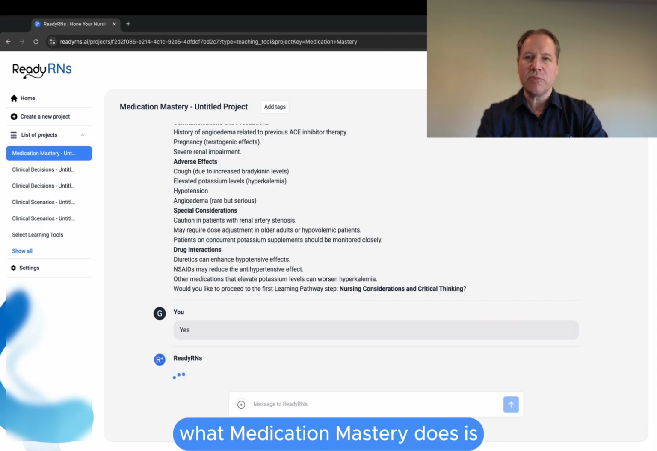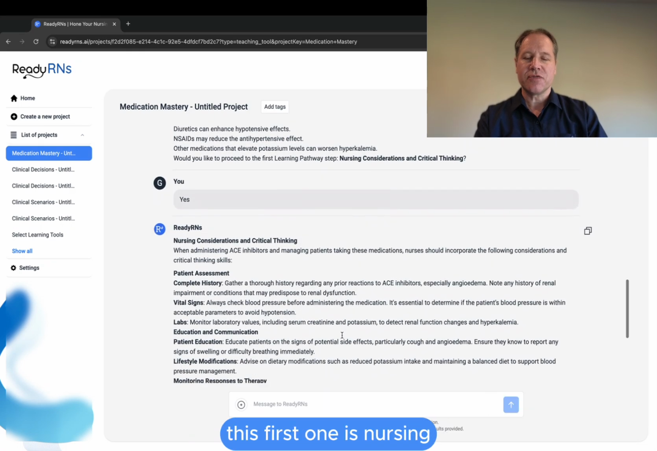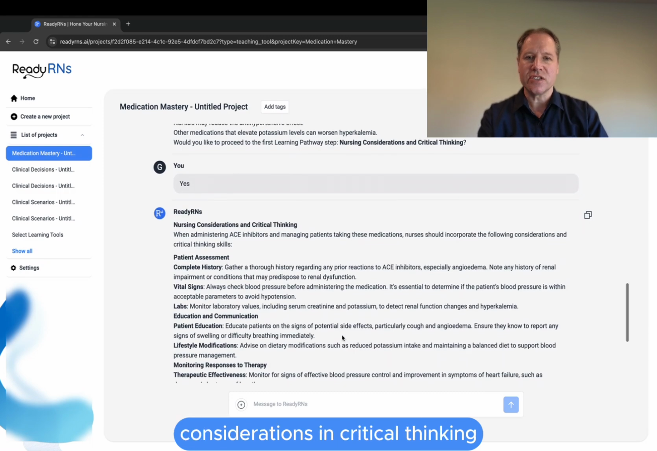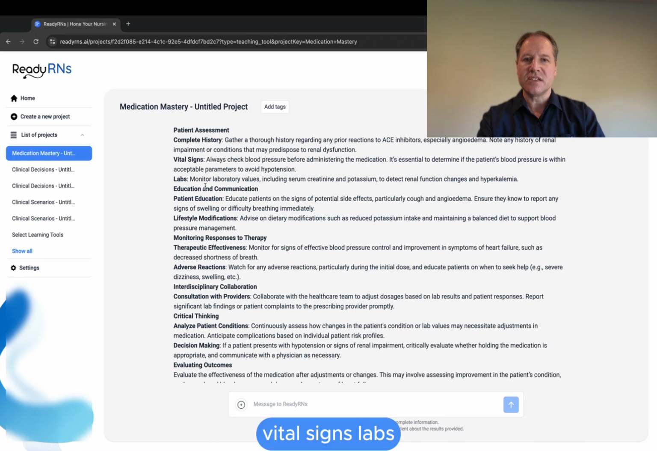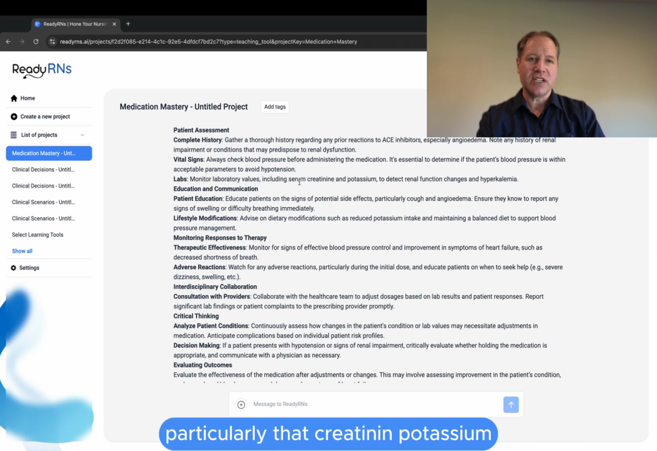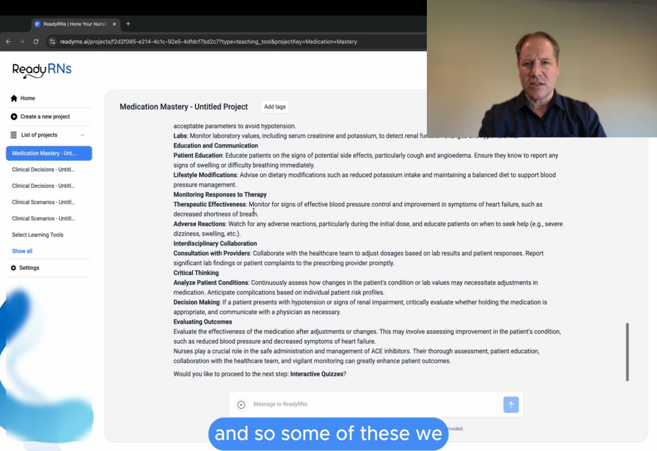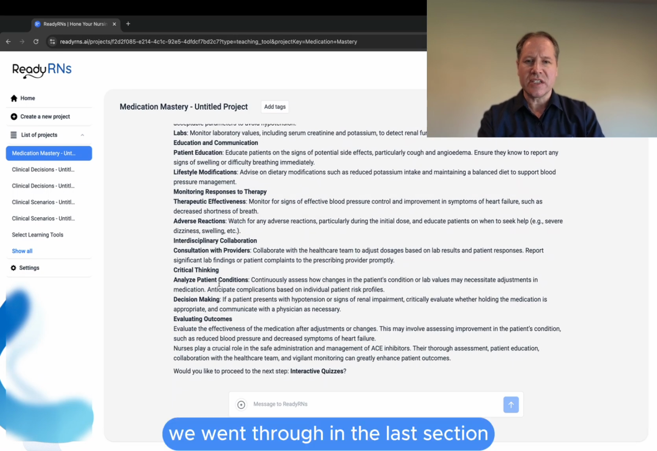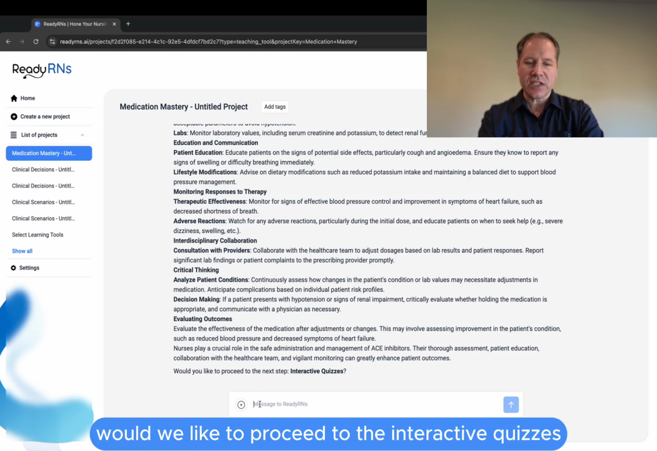Yes, please. And what Medication Mastery does is it goes through several steps. This first one is nursing considerations and critical thinking. During the patient assessment, we'll get a complete history, vital signs, and labs, particularly creatinine and potassium. Some of these we went through in the last section. So this gives kind of an overview of our ACE inhibitors. And now would we like to proceed to the interactive quizzes?